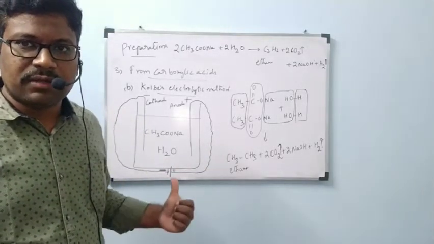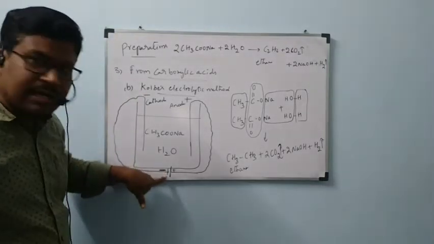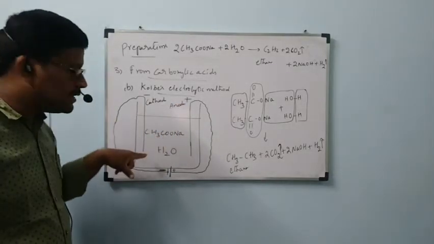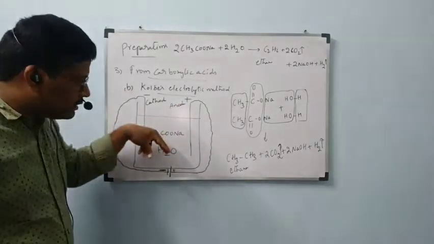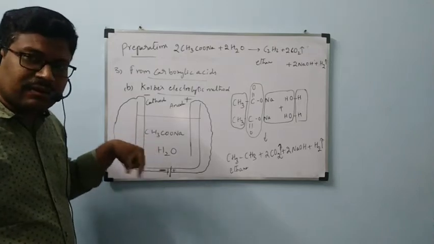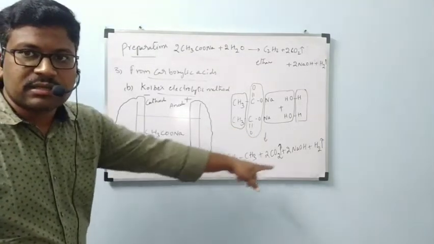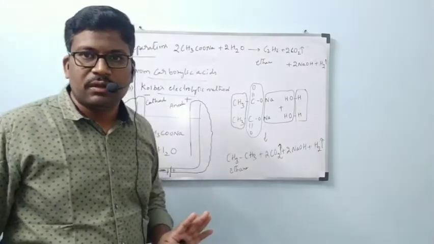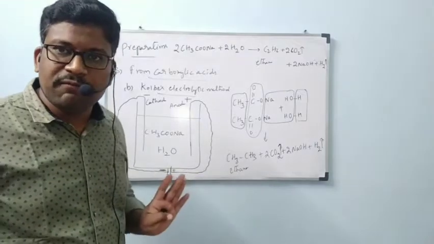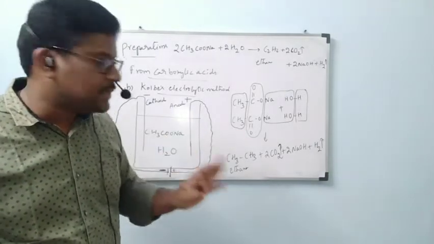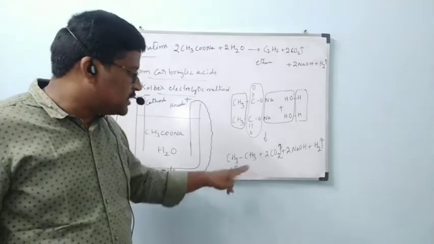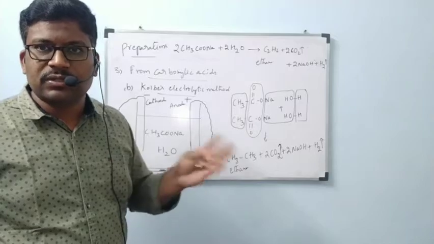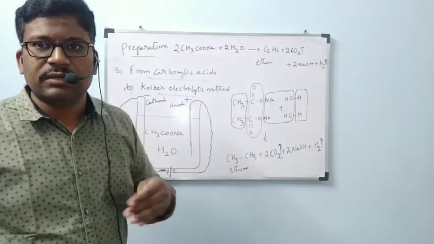Before going to the mechanism, observe: when we switch on the battery here, electrical energy will be supplied through the electrodes and it will drive this reaction in the solution. Because of that reaction, these are the products we got: ethane plus carbon dioxide plus NaOH plus H2. In this beaker itself, these products will be formed. Hydrogen and carbon dioxide will escape. NaOH settles at the bottom. Ethane is also a gas. Through separate equipment, they will store the ethane, the carbon dioxide, and the hydrogen.